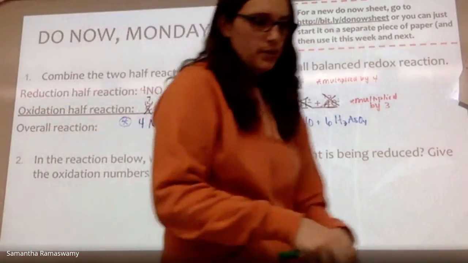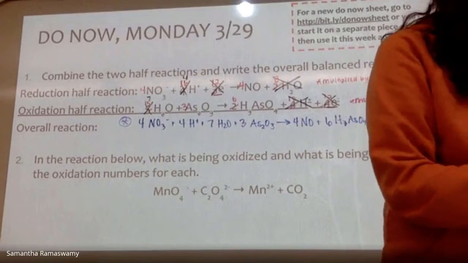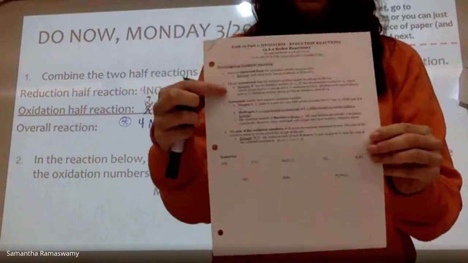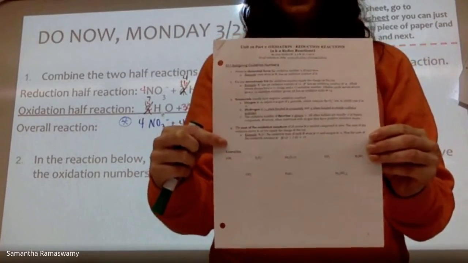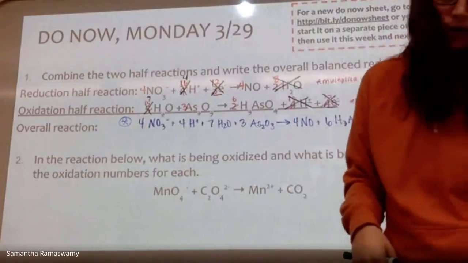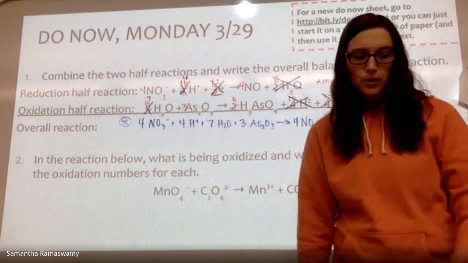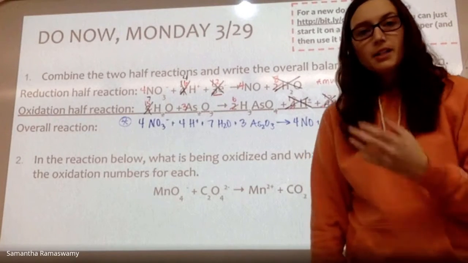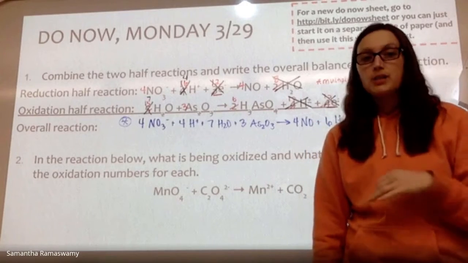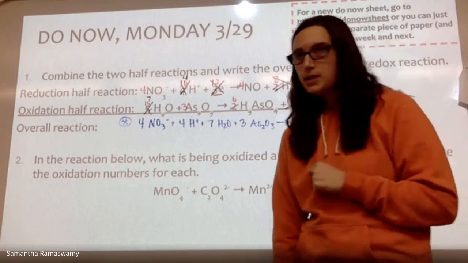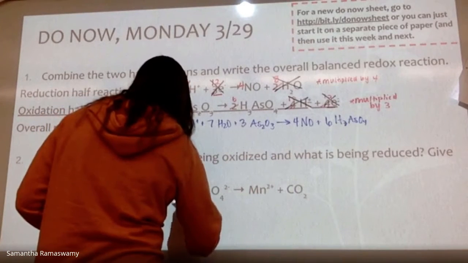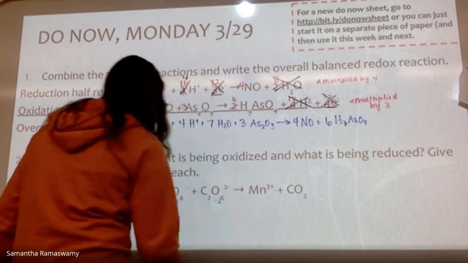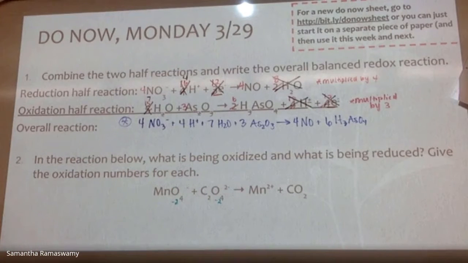Remember the front page of your notes. So the front page of the part 1 notes looks like this. These are your rules for assigning oxidation numbers. So as you go through and you're assigning oxidation numbers, use those rules. Remember, oxygen is almost always -2. So I'm going to start with oxygen in both of these. Oxygen is going to be -2 in both MnO4- and C2O4 2-.